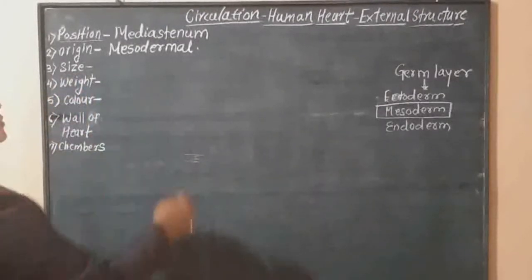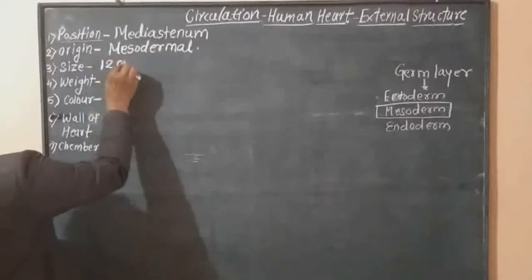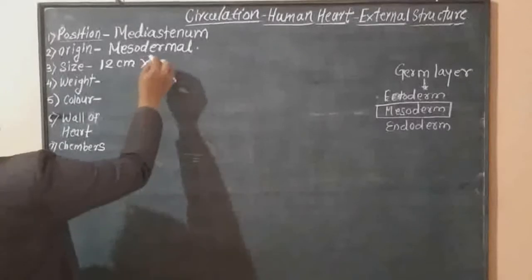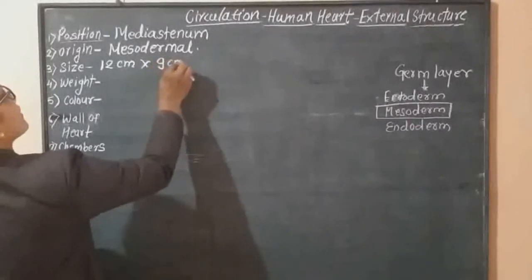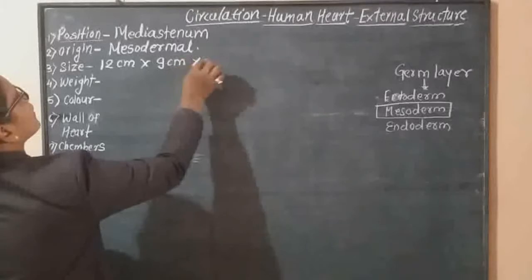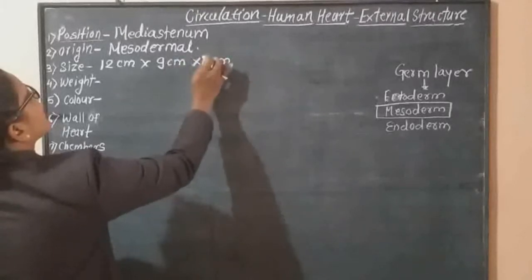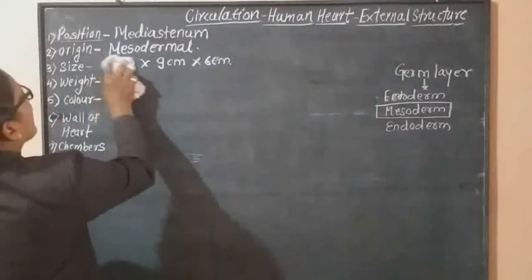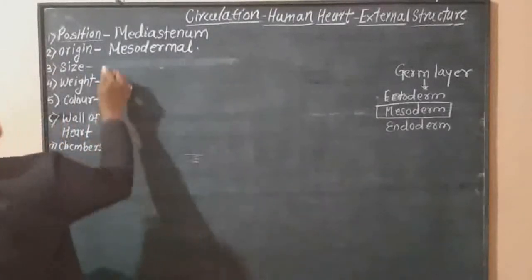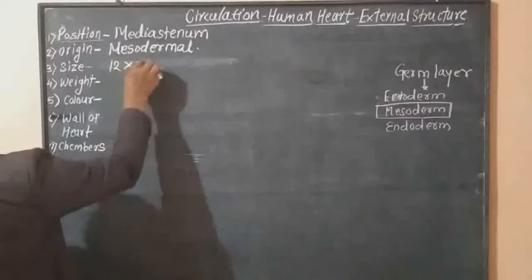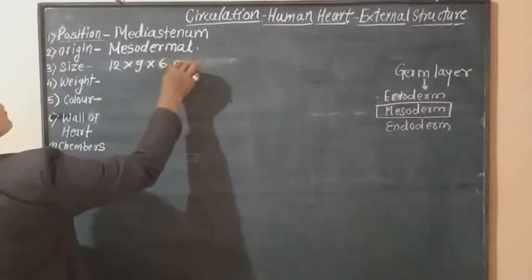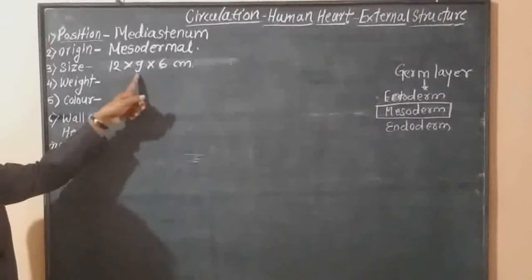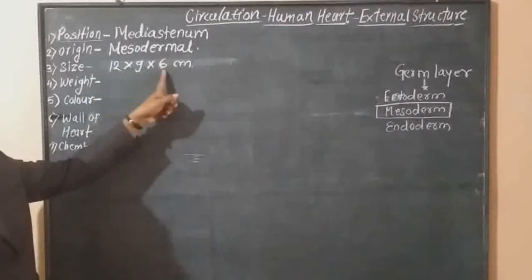Okay, those are the dimensions. The human heart is 12 centimeter in length, 9 centimeter in breadth, and 6 centimeter in thickness. In short, we can write it as 12 into 9 into 6 centimeter. That is 12 centimeter length, 9 centimeter breadth, and 6 centimeter thickness.